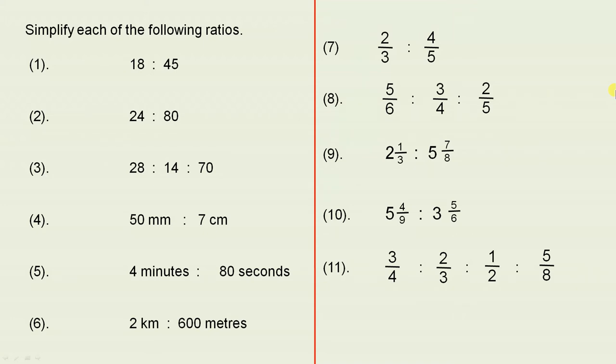So let's see what we're required to do. Simplify each of the following ratios. So number one, we have 18 is to 45.